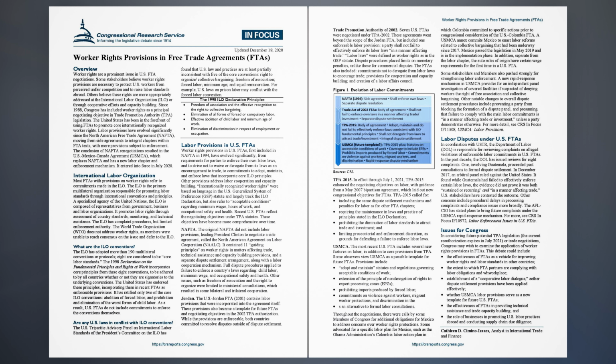It has ratified only 2 of the core ILO conventions: abolition of forced labor, and prohibition and elimination of the worst forms of child labor. As a result, U.S. FTAs do not include commitments to enforce the conventions themselves.